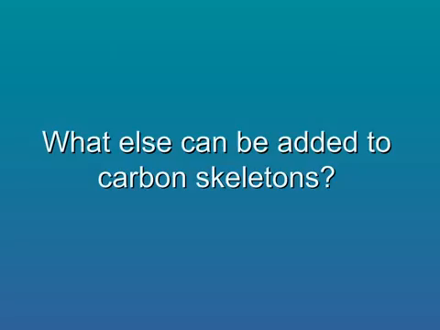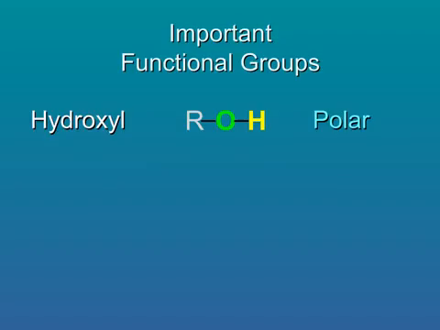Now, hydrogen is not the only thing that can be added to a carbon skeleton. Other atoms can be added, but in organic molecules, we are most concerned with special groups of atoms called functional groups. There are many functional groups, but you're required to know only 6 of them. The first is hydroxyl. It consists of an oxygen bonded to a hydrogen atom. The R represents the organic molecule. Since this group has an electronegative oxygen, it has the property of being polar. It may also lose its hydrogen in solutions with a pH of 7 to become an ion.